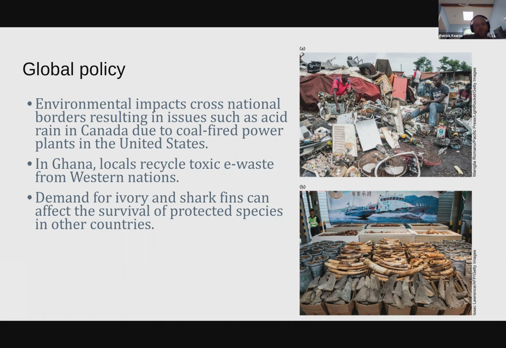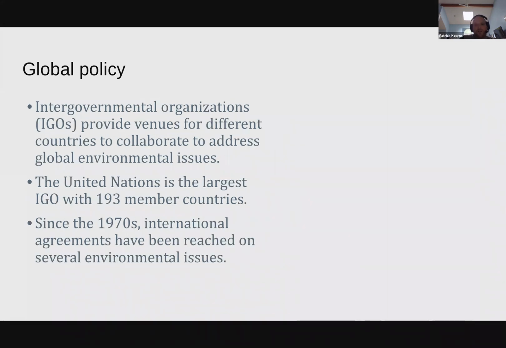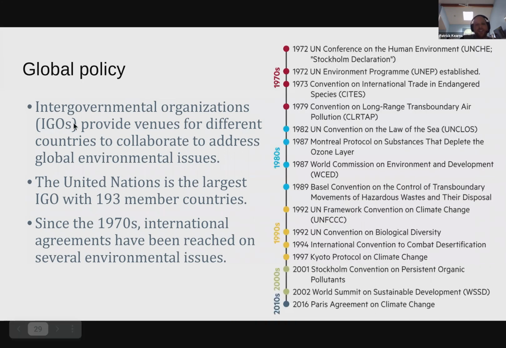Now we can also think about what we do with our waste. There are a number of what we call IGOs, intergovernmental organizations, that provide venues for different things. The United Nations is the single largest one with 193 members. But generally, what the United Nations does is non-binding, unless it gets a supermajority. Then it becomes binding for the people that signed on.